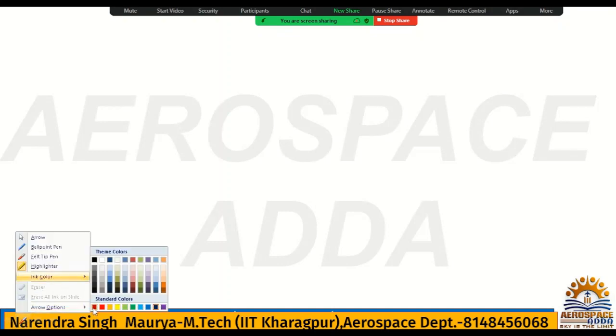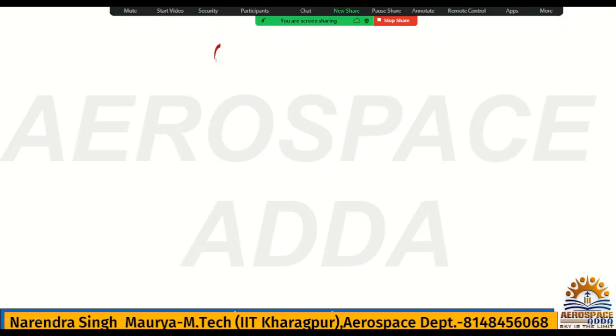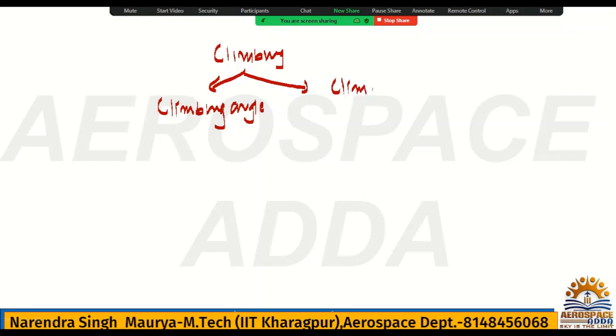Two headings, very important. Two parameters we have to calculate in climbing. Every time they are asking, number one, the climbing angle. Number two, the climbing velocity. In the exam, they are asking two things: climbing velocity or climbing angle.